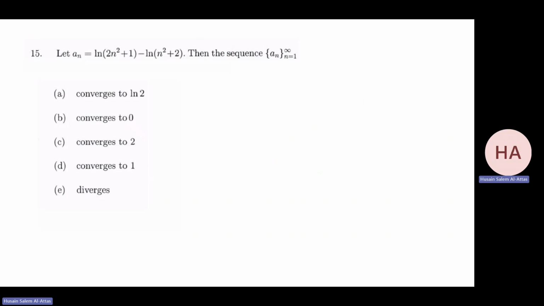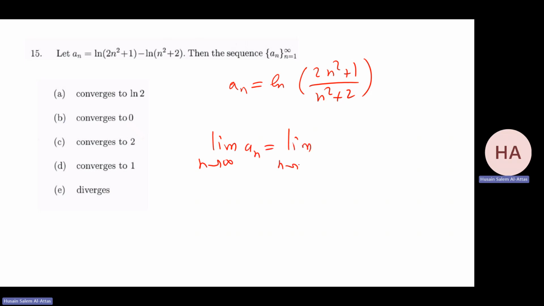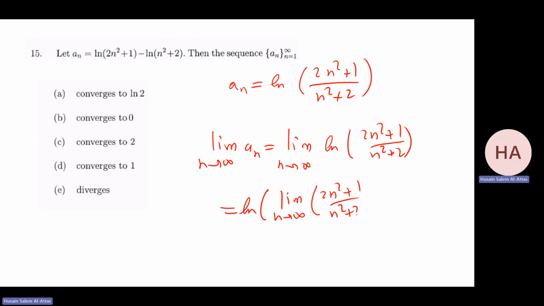Same idea. Now this is ln, yeah, a_n is what? ln((2n^2+1)/(n^2+2)). So the limit as n goes to infinity of a_n will be the limit as n goes to infinity of ln of this. So I can take the limit inside. I have (2n^2+1)/(n^2+2). That limit is what? Same degree, so it will be 2. So this is the answer.